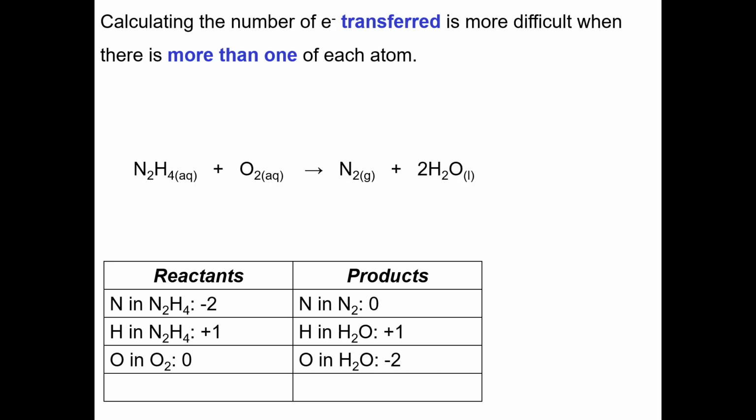Okay. In that case, it was relatively easy to figure out how many electrons were being transferred because we only had the one carbon atom. But in the following example, we have more than one of every atom type present. So that's going to kind of complicate things a little bit. So let's go ahead and assign everything oxidation numbers.